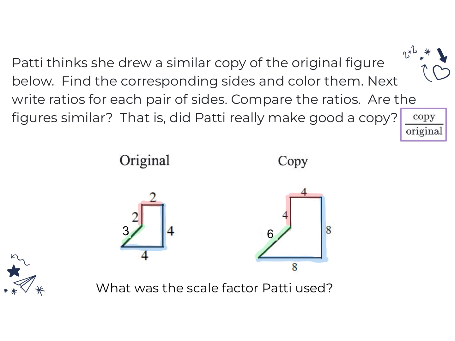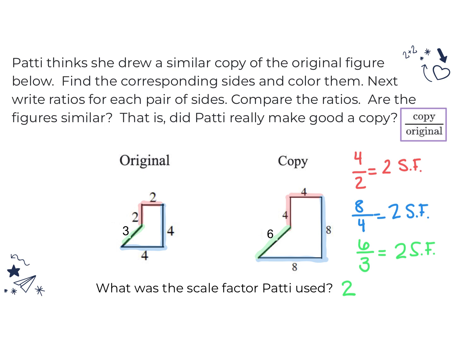Let's go through. We'll start with all of our red. So again, we want copy over original. So for red, each one is 4 over 2, which would give me a simplified fraction of 2. So what I'm thinking right now is that Patty used a scale factor of 2, but I have to verify that. Let's take a peek at the blue ones. So again, I have copy, which is 8, over original, which is 4. When I reduce that fraction, I again get 2 for my scale factor. So far, so good, Patty. Last one in green, the copy side is 6 and the original side is 3. When I reduce that fraction one more time, I get a scale factor of 2. So Patty did a great job, and the scale factor that she used was 2.